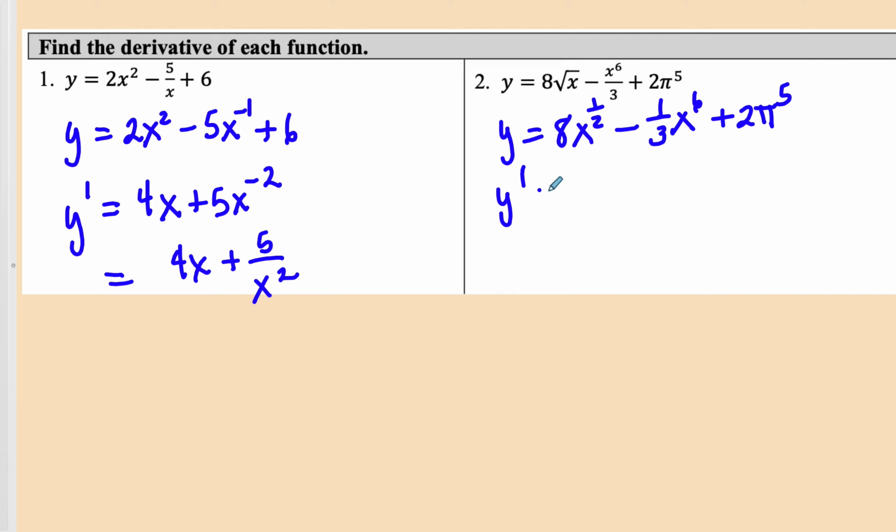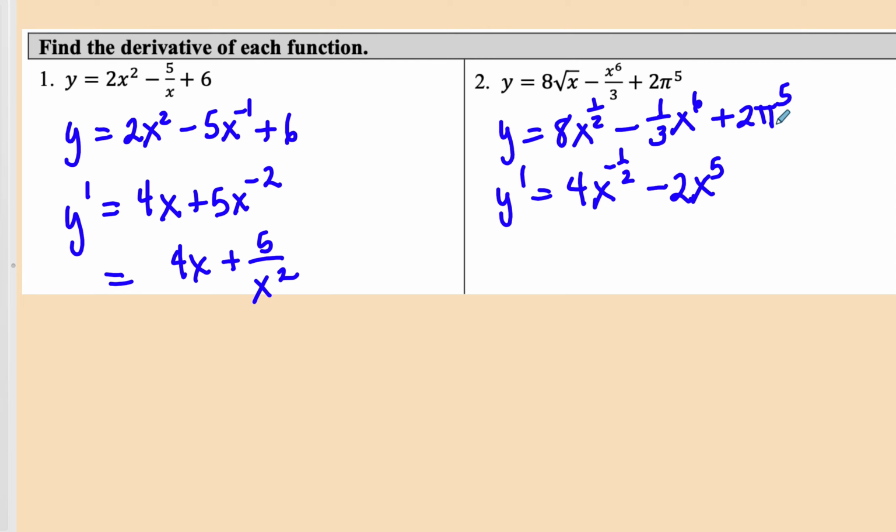Y prime, and I've already made them into exponents that I can use easily. So 1/2 times 8 is 4x, and I'm going to subtract 1, so that'll be negative 1/2, minus 6 times 1/3 is 2, x, and 1 less is 5.